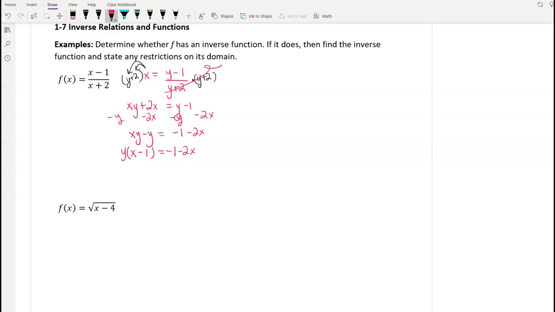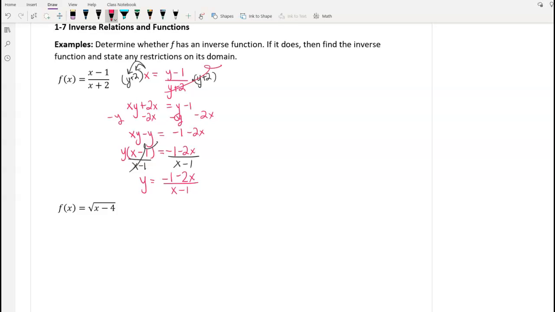All right, now I'm finally down to the 1y, and I'm going to divide both sides by that x minus 1 so I can get that y back to being by itself. These ones cross out, and now we have y equals -1 minus 2x over x minus 1.